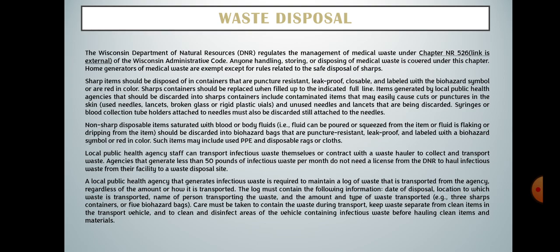Local public health agency staff can transport infectious waste themselves or contract with a waste hauler to collect and transport waste. Agencies that generate less than 50 pounds of infectious waste per month do not need a license from the DNR to haul infectious waste from their facility to a waste disposal site. A local public health agency that generates infectious waste is required to maintain a log of waste that is transported from the agency, regardless of the amount or how it is transported. The log must contain the following information: date of disposal, location to which waste is transported, name of the person transporting the waste, and the amount and type of waste transported.